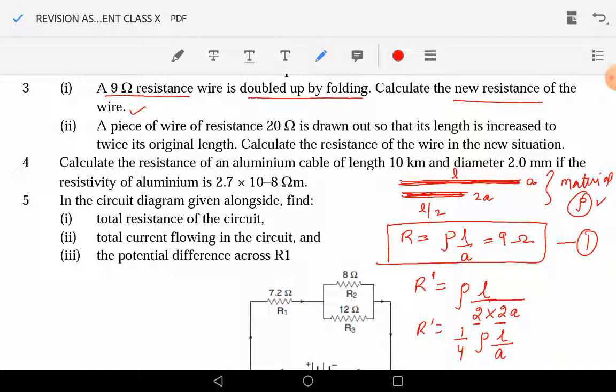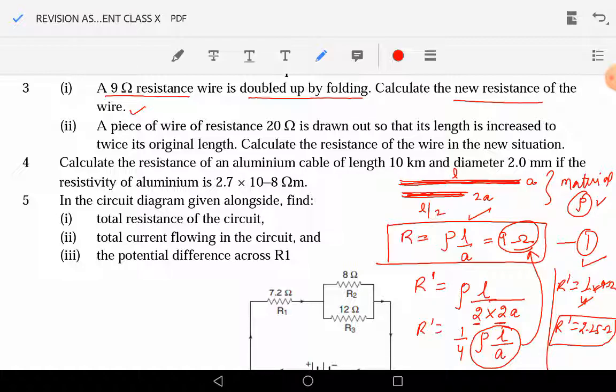Now we will see it from equation 1. When we look at equation 1, we get to know that rho L by A is nothing but 9 ohm. Okay, so we will replace rho L by A value as 9 ohm from equation 1. And what do we get over here? R dash is equal to 1 upon 4 into 9 ohm. And when we divide it, we get R dash is equal to 2.25 ohm. So this is the new resistance of this wire which was folded up.